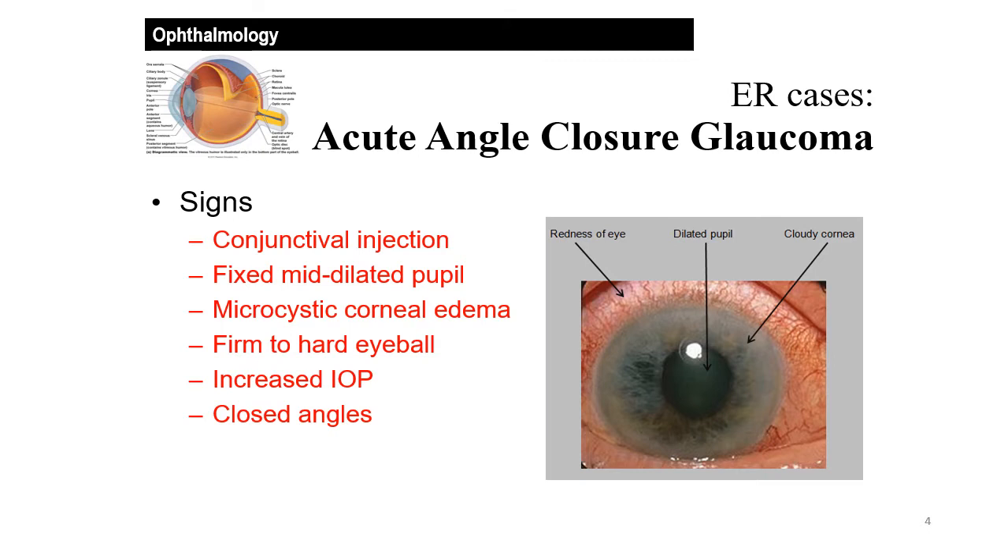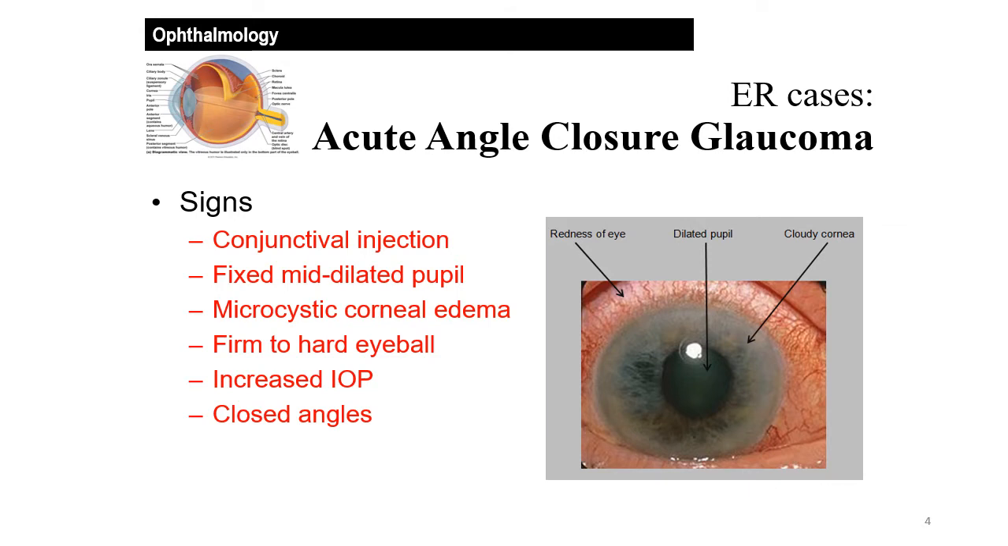On gross examination, you note the following: conjunctival injection, the pupil is mid-dilated and is non-reactive to light. You also note microcystic corneal edema, which is like the cornea having microbubbles. On palpation tonometry, you note that the eyeball is firm to hard.